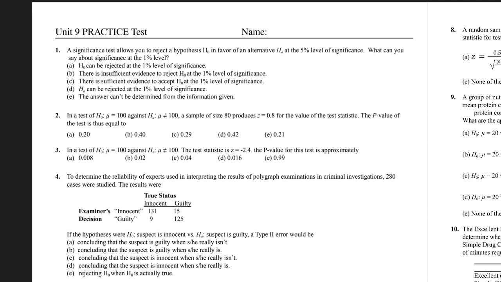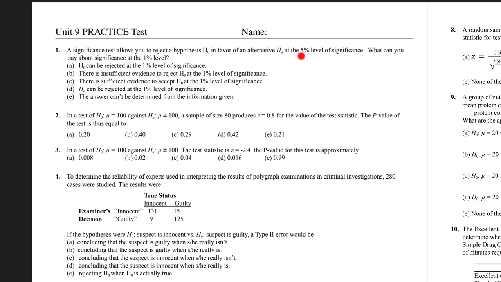All right, so here's the video for the Unit 9 practice test. So question number 1 says, a significance test allows you to reject a hypothesis H0 in favor of an alternative HA at the 5% level of significance. What can you say about the significance at the 1% level?